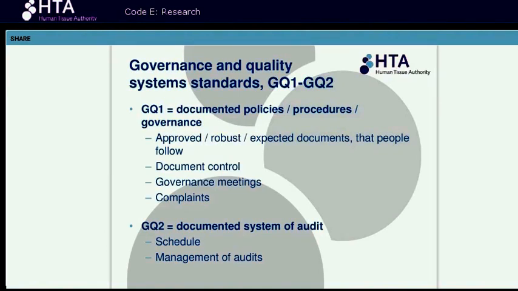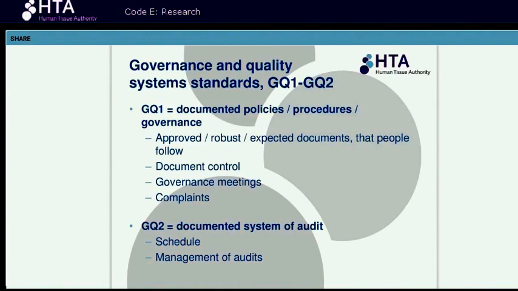I'm just going to cover GQ1 and GQ2 together on this slide, but obviously there are more of them, you'll be pleased to hear. So GQ1 is about documented policies and procedures as part of overall governance, and the standards below that overarching theme are about ensuring that the documents are approved and are sufficiently robust that people can follow them, that the documents are controlled, that there are governance meetings, and also that there's a complaints system as well.